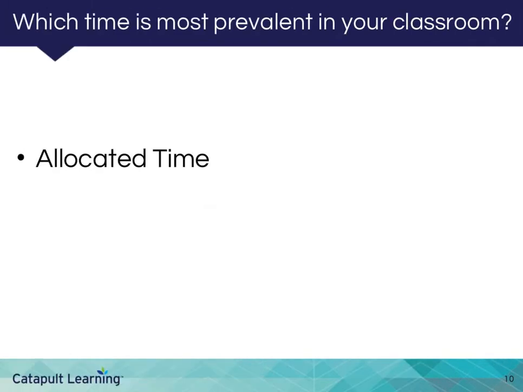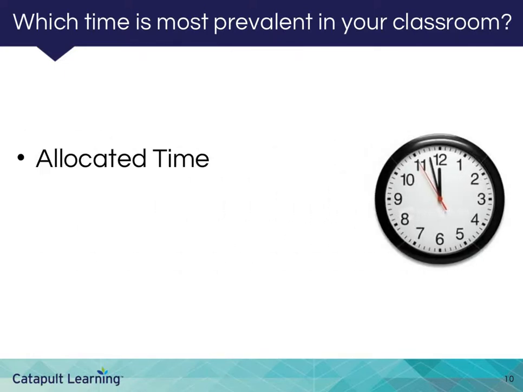High-achieving classrooms, much like the workplace, effectively use their time. This question is for independent reflection. Which time is most prevalent in your classroom? Allocated time is our schedule, how many minutes we allot to certain subjects or lessons. Engaged time is just that, when our students are actively engaging content. This can look different in many classrooms.